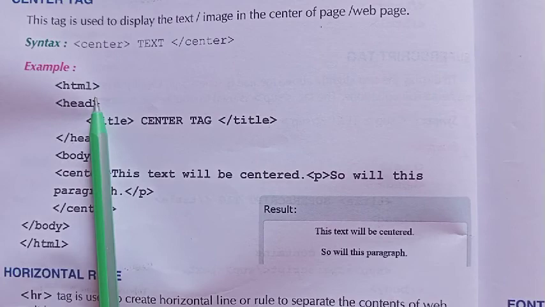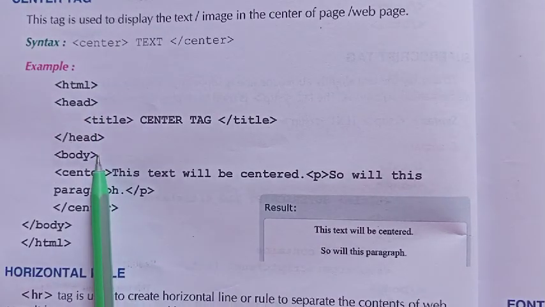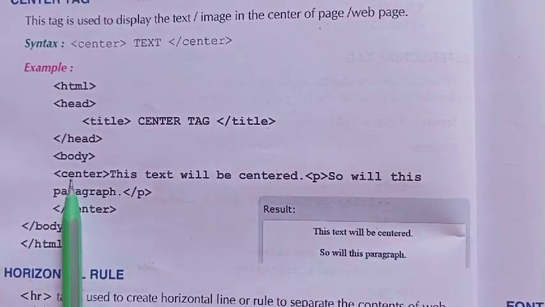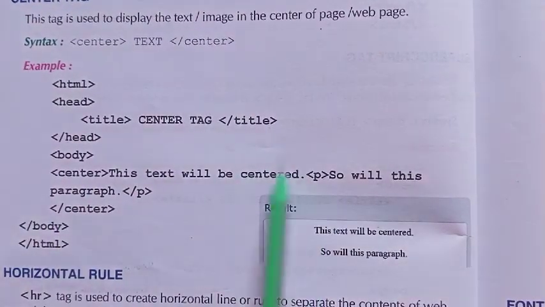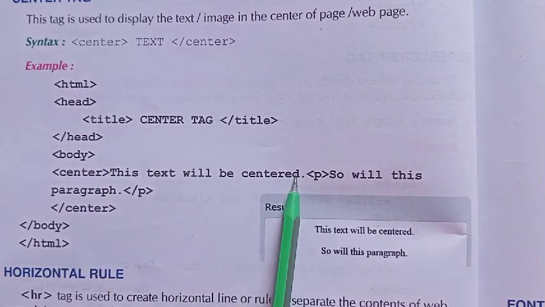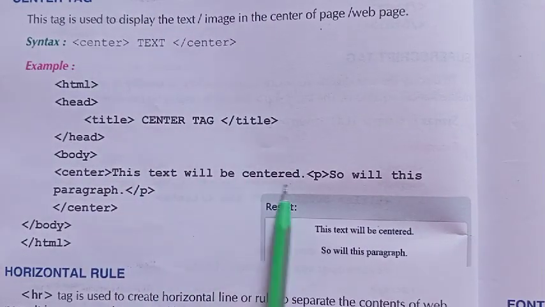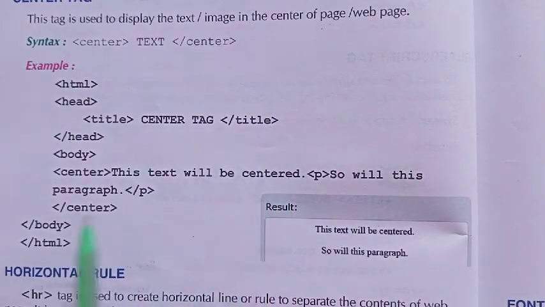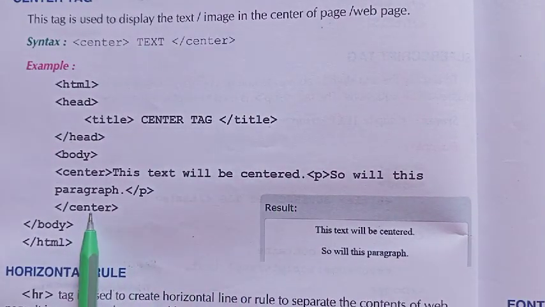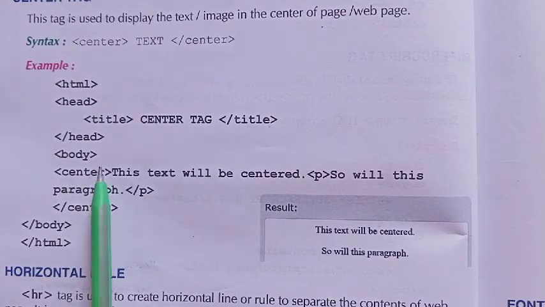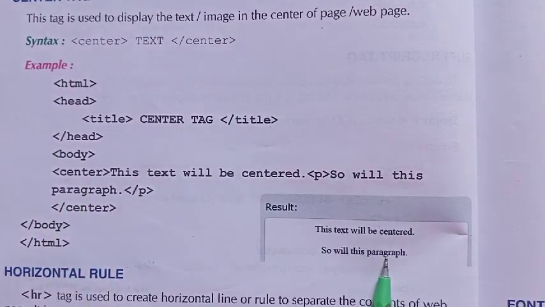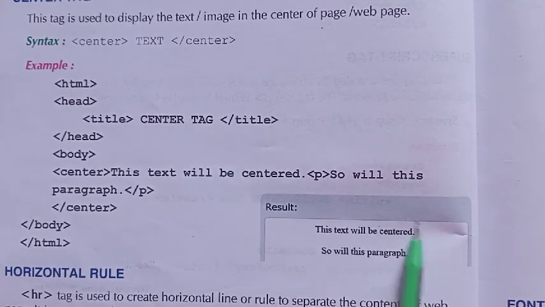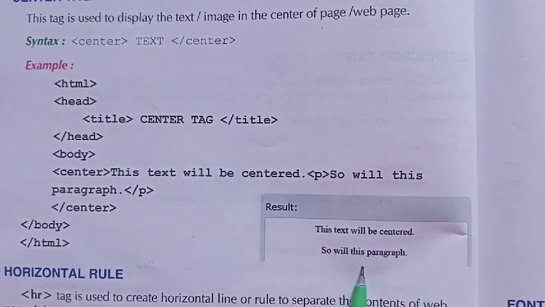As usual, you have to write down HTML body and everything. Only you have to make use of the center tag. Write down the center tag and the text that is to be displayed in the center of the web page. Write down that tag over here, that text over here, and then finally close your center tag. So whatever you will write between the two center tags, that will appear in the middle, in the center of your web page, in the center of the document that you have created, the center of the web document.